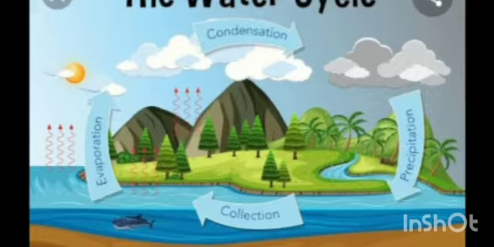Today we are going to learn, the lesson topic is the stages of water cycle. There are 4 stages of water cycle. First one evaporation, second one condensation, third one precipitation, and fourth one runoff or infiltration. Okay, so let us elaborate about the stages of water cycle.